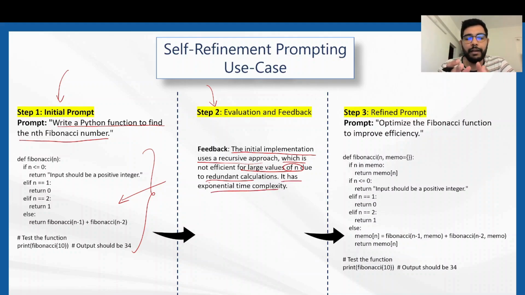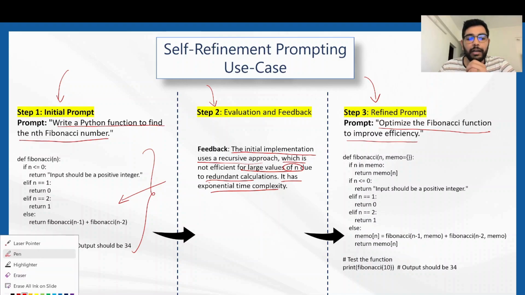We evaluated the initial function, right? And we gave feedback saying that if the values of n are large in this particular function, the time complexity would increase because this particular function is following a recursive approach. So we give a refined prompt in step 3 saying: optimize the Fibonacci function to improve its efficiency.